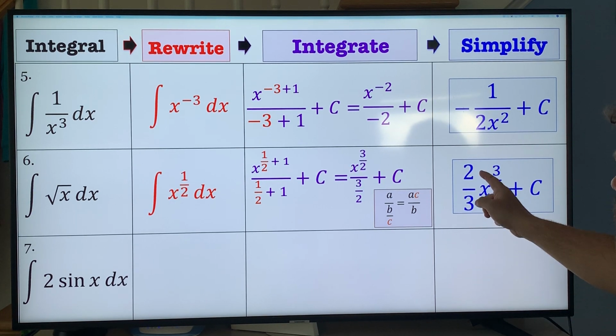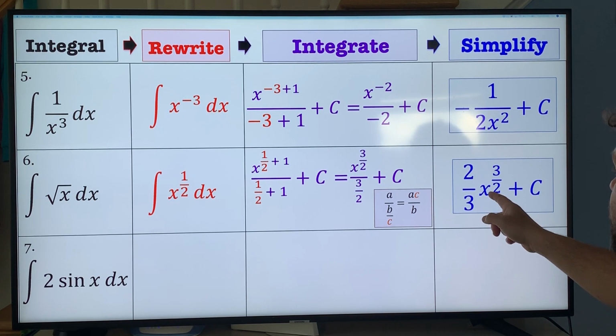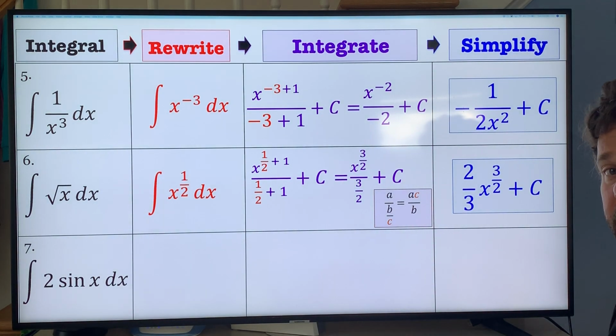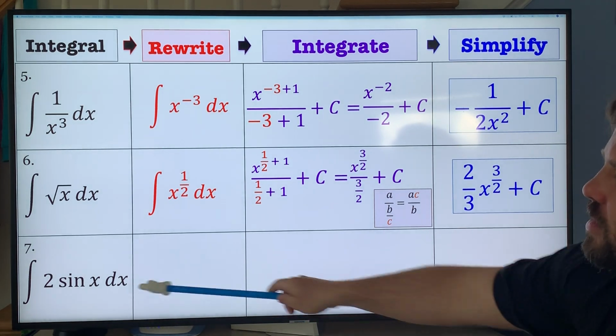All right. You can also say 2x to the 3/2 over 3. Or you can call this the square root of x cubed, if you want to do that. I know some students would rather write it like that. All right. Let's look at this one.